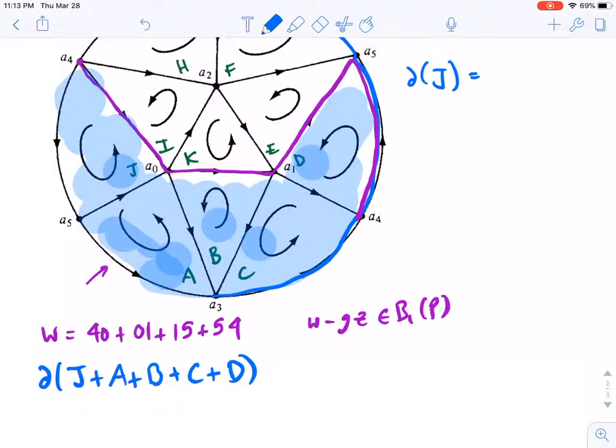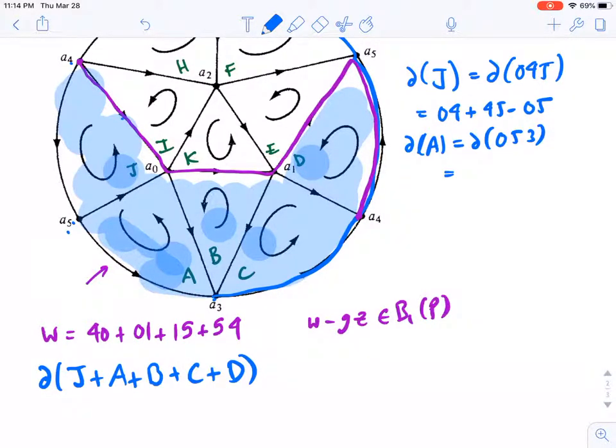So J, which we can see up here, if we start at 0, is going to go 0 to 4 to 5. So this is the boundary of 0,4,5, which is equal to 0,4 plus 4,5 minus 0,5. Okay, now what if we go to the next one, the boundary of A? So that's the boundary of, now A, we could go 0,5,3.